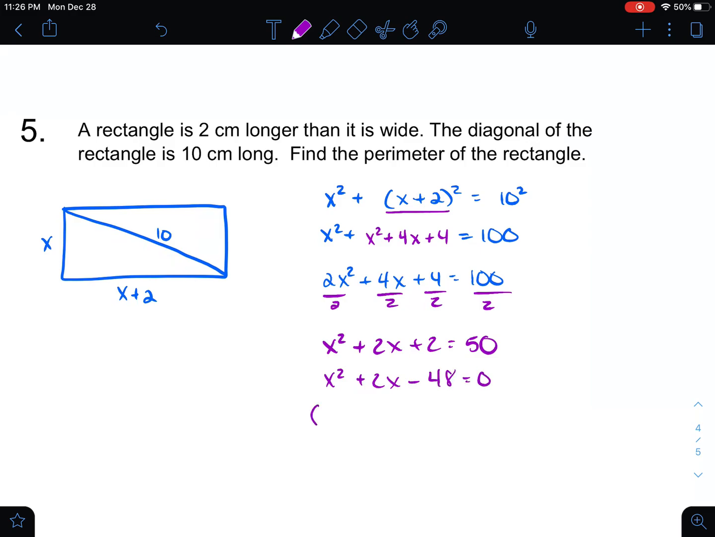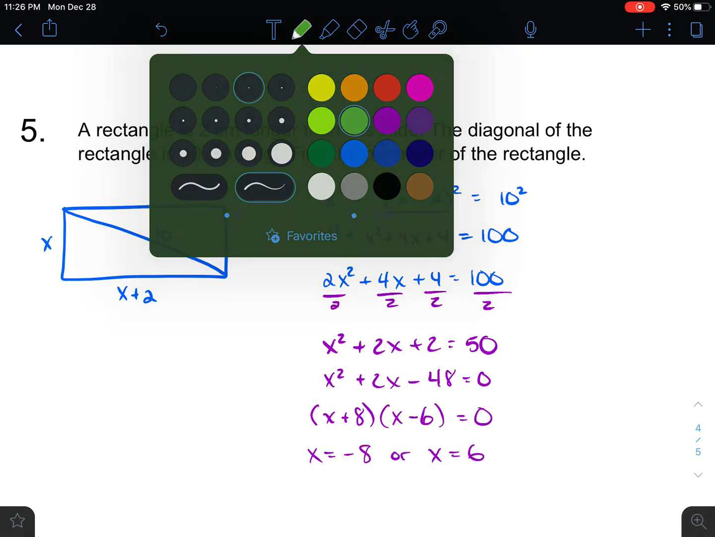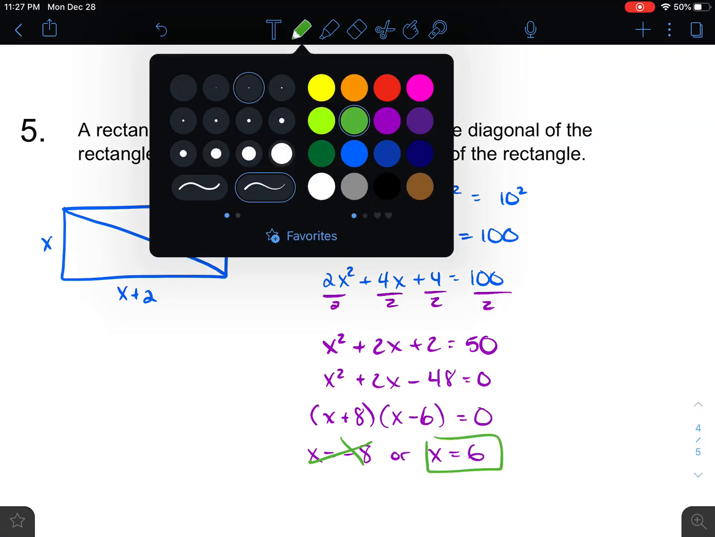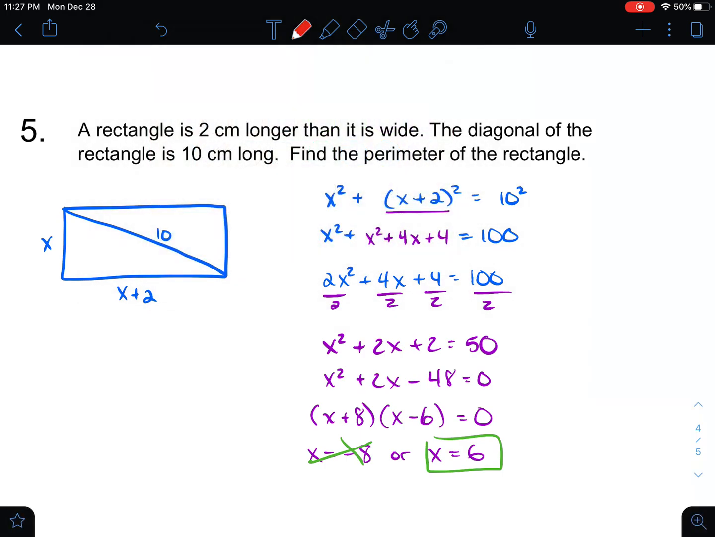So we have x squared plus 2x minus 48 equals 0. So we get (x plus 8)(x minus 6) equals 0, which means x equals negative 8 or x equals 6. And again, we can't have a negative length, so that doesn't work. So we know now x is 6.